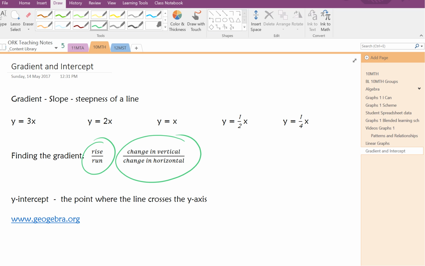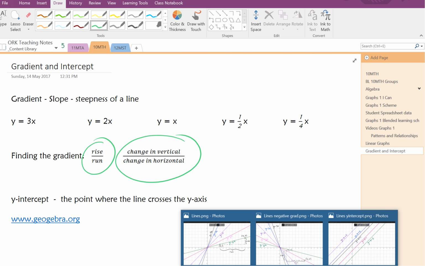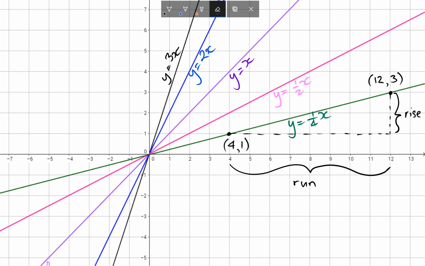of a line. So let's have a look at some lines, and just by the way, I'm using geogebra.org, which is a fabulous graph drawing program. You can input equations and they'll draw them for you, so you can go and have a little play around with that. But let's have a look at a few lines.